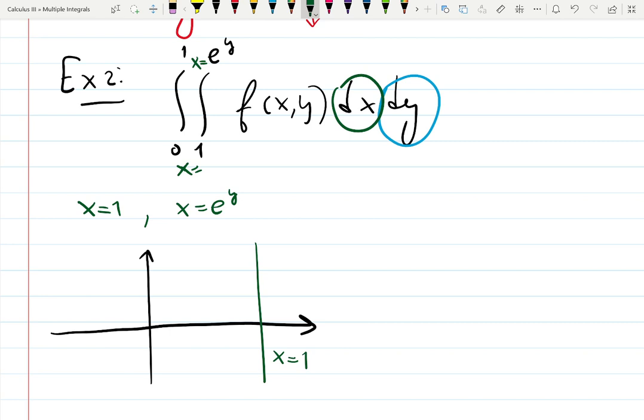E to the y, that's the exponential function. You can draw it like so. X equals e to the y. And it's actually the other way around. It starts at 1 when y is 0, e to the 0 is 1, and it's going like so.